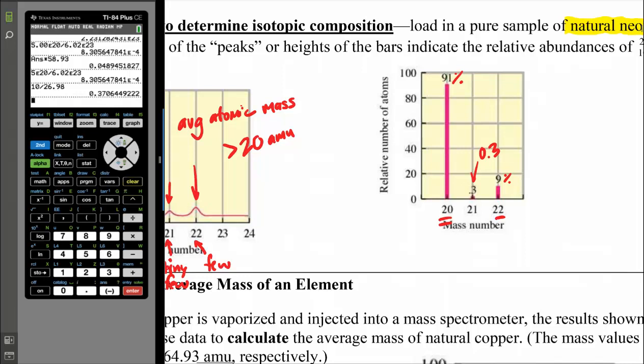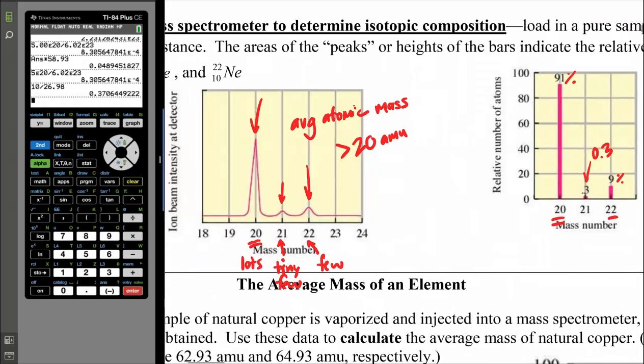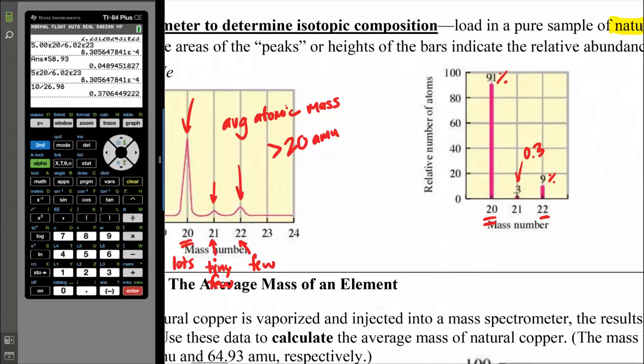So very, very few neon atoms with a mass of 21. It's the same data that was given on our first graph, but given here with actual numbers or percentages instead of a relative comparison, which is what that graph allowed us to do without any real numbers. So this is a little bit clearer.